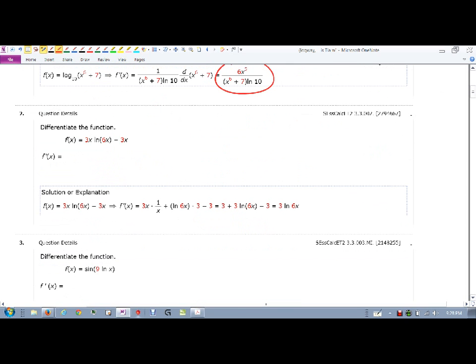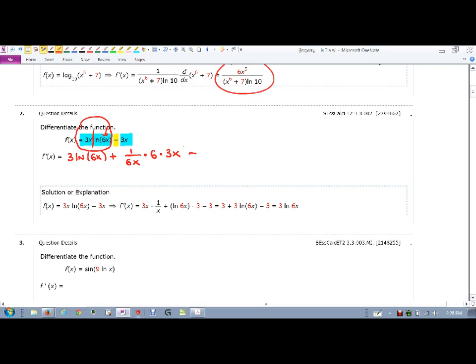The next one, we want to differentiate this function. What we want to see here is we have subtraction separating two terms. So there's one term, there's another term. The first term has a product right here, so we have to apply the product rule. The derivative of 3x is actually just 3, then times the second function, natural log 6x. Continuing the product rule, plus the derivative of a natural log of something is 1 over that something, then times the derivative of what's inside. The derivative of 6x is 6. Then finishing off the product rule, times 3x. And that finishes off the derivative of this first piece here.